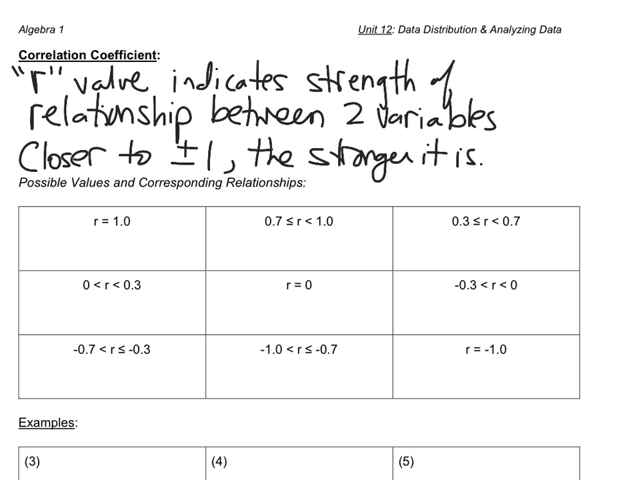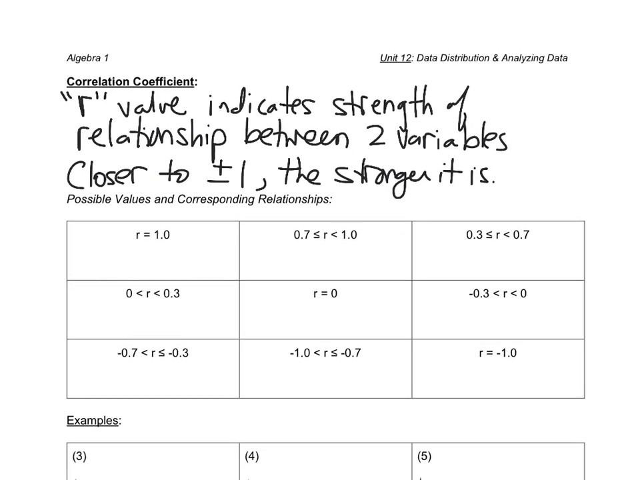All right. Oh, that got away from me. Oh, look at that handwriting. So our R value indicates the strength of the relationship between two variables. The closer it is to ±1, the stronger the relationship is. If it's 0, that means that there's absolutely no relationship between the two variables. That means no matter what x is, y will never change. The only way that actually happens is if there's a horizontal line. So, no correlation.